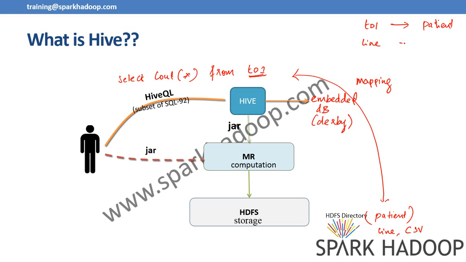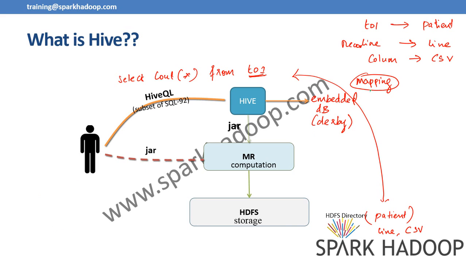Each line, each record, is nothing but a line, where the columns are separated by CSV, and the first column is something like patient ID, patient name, all those things. This is a mapping I'm talking about.